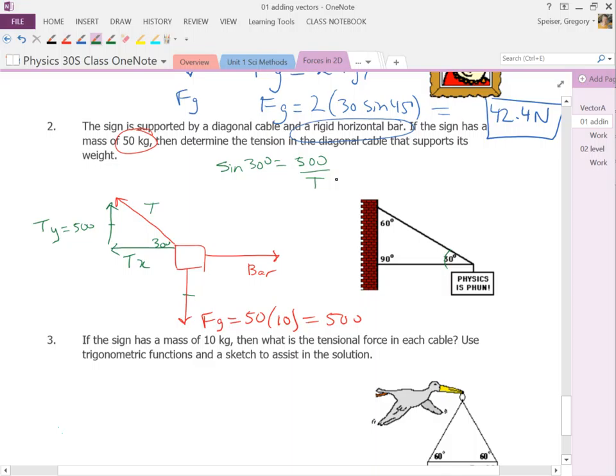So we'll do a little bit of math here. I'm going to multiply both sides by T, like this, and then divide both sides by sine of 30 degrees. So T will be equal to 500 divided by the sine of 30 degrees, which you put in your calculator and will probably get 1,000 newtons. So there's my answer for that one, 1,000 newtons.